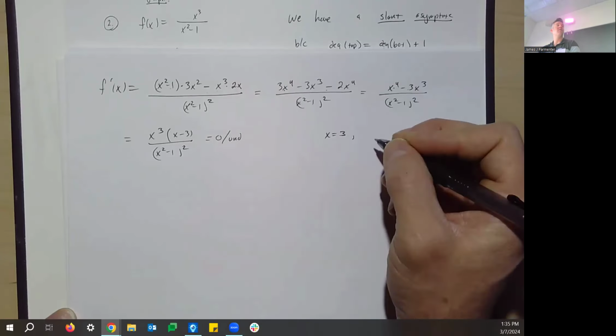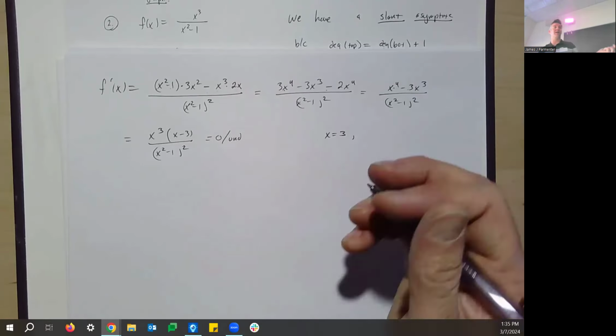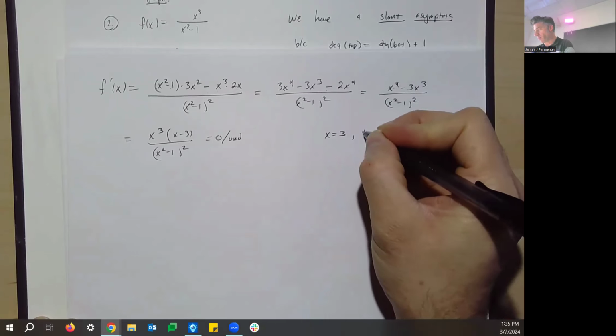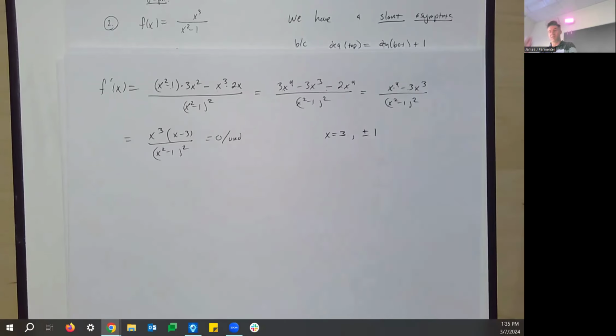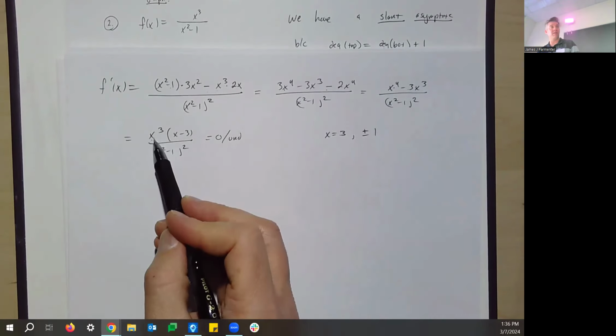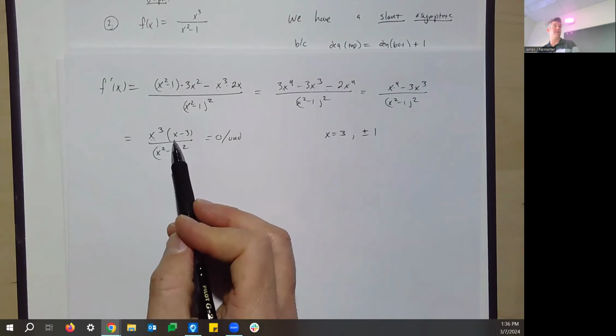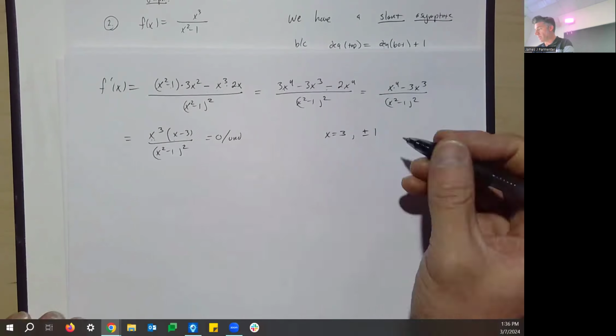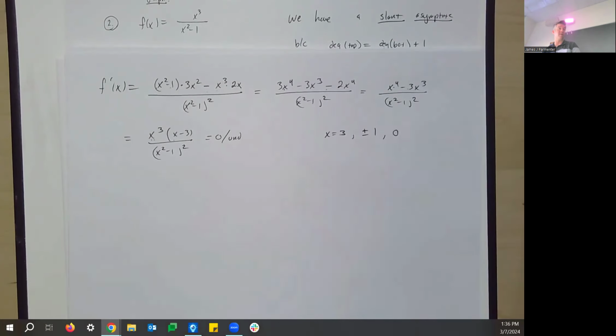In fact, your vertical asymptotes are always going to count as what I like to call pseudo-critical points. So you should always be including your vertical asymptotes. But there's one more value. And I feel like for some reason it's the one that's easiest to find, but also really easy to miss. If you set x equal to 0, 0 cubed is 0 times 1 times 0 minus 3 is still 0. So since x to a power is a factor, x equal to 0 is a critical value.